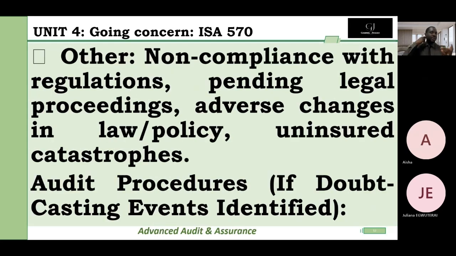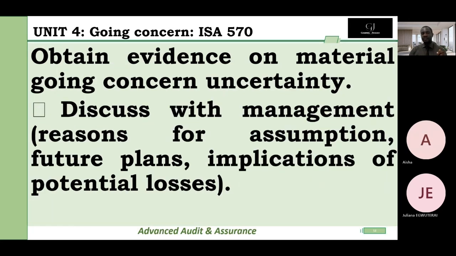these factors. And other factors include non-compliance with regulations, maybe not being able to pay taxes or meet external regulations, pending legal proceedings, adverse changes in law or policy affecting the company, uninsured catastrophes where insurance covers are not provided. These are all factors that could affect the going concern status of a company. Audit procedures. If you have doubt, you need to perform audit procedures to be able to come to a conclusion that this company is either a going concern or not. Very important.